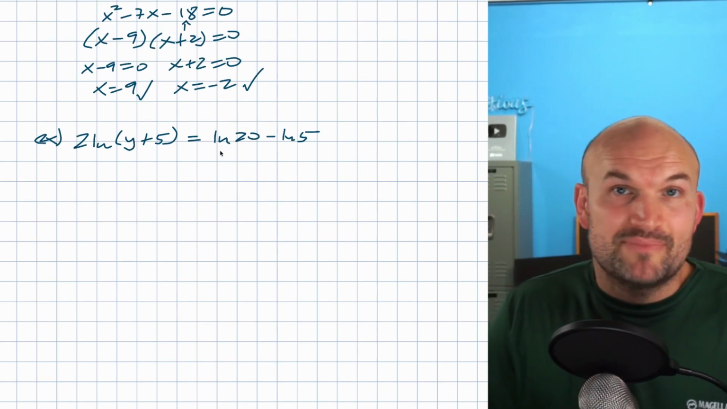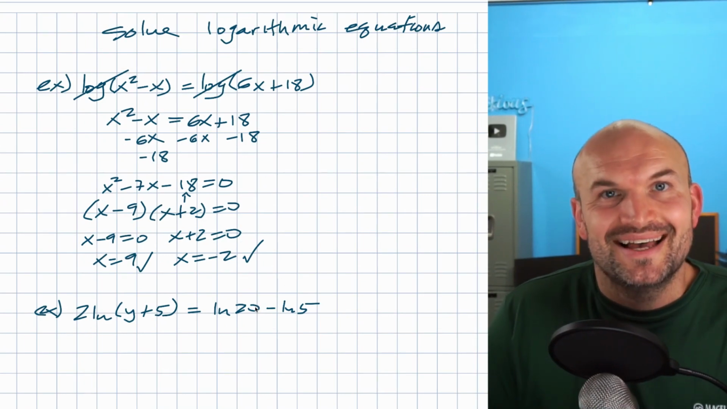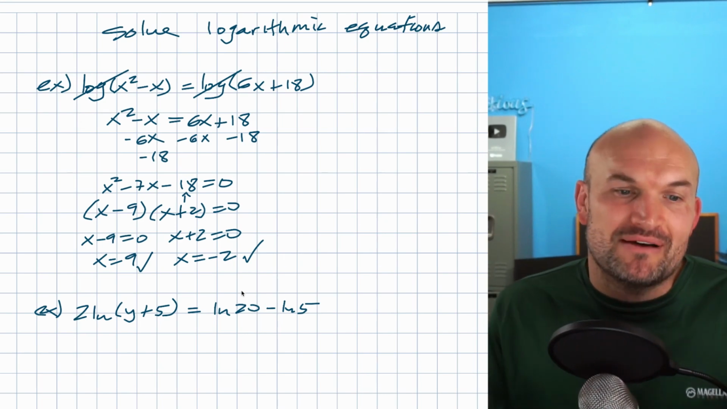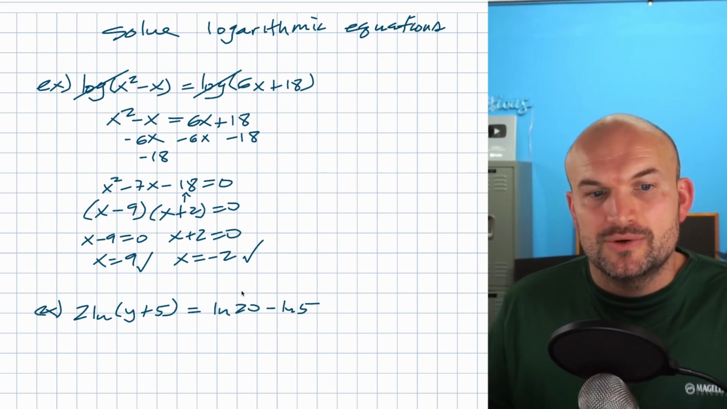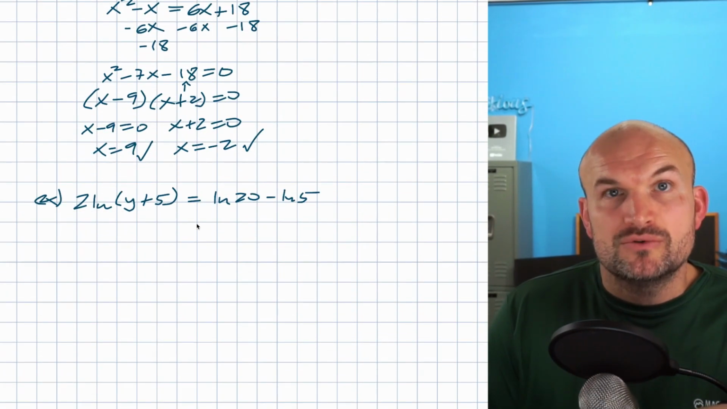Now in this example, one of the biggest mistakes students make is they see this and they're like, oh, let's just go ahead and cancel out the logs. And no, we don't want to do that in this example. You can only do that when you have a logarithm equal to another logarithm. So what we're going to want to do is use our rules of logarithms to simplify this.